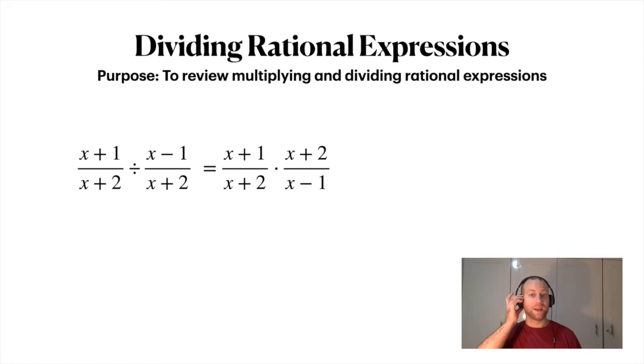So you've got an x plus 2 on the top and the bottom. We can cancel those out. Left with x plus 1 divided by x minus 1. So that's dividing. You flip the second fraction and change the division sign into a multiplication.